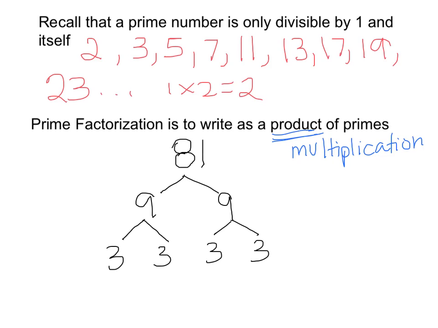And if we look, 3 times what gives me 3? Nothing. So 3 is prime. Therefore, 81 as a product of primes is equal to 3 times 3 times 3 times 3. Or if you want to get super fancy and use the notation that we just learned last night, it would be 3 to the 4th power.